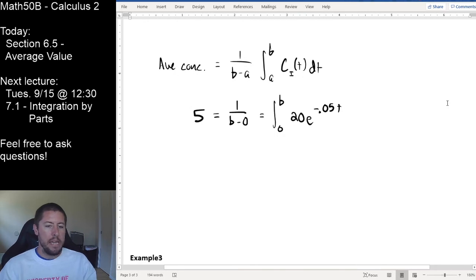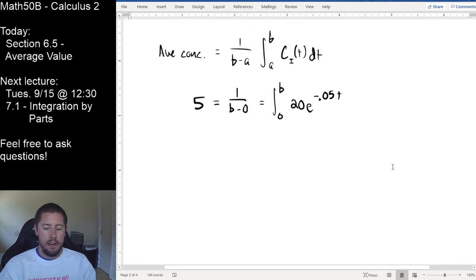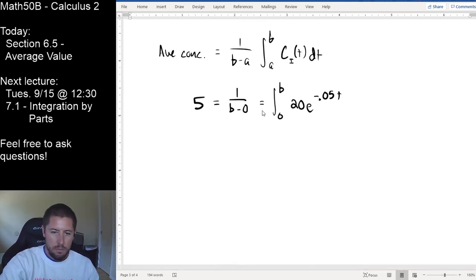We want to know what B is. We want to know for how long this is going to take. B is a time. It's our final time. So let's see if we can do some solving here. By the way, that's not an equals. That's a multiplication symbol right there.